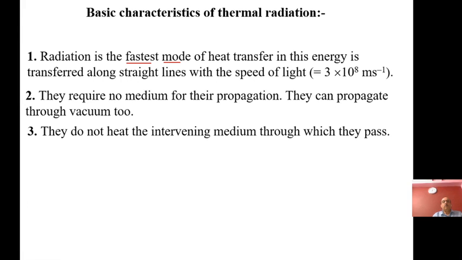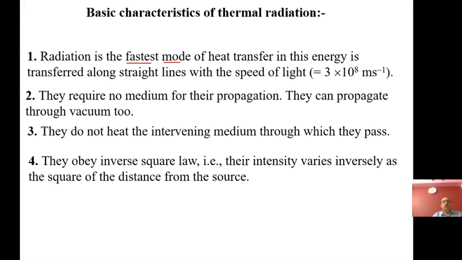They do not heat the intervening medium through which they pass. It means the medium is not affected by the radiation. They obey the inverse square law, as the intensity varies inversely as the square of the distance.